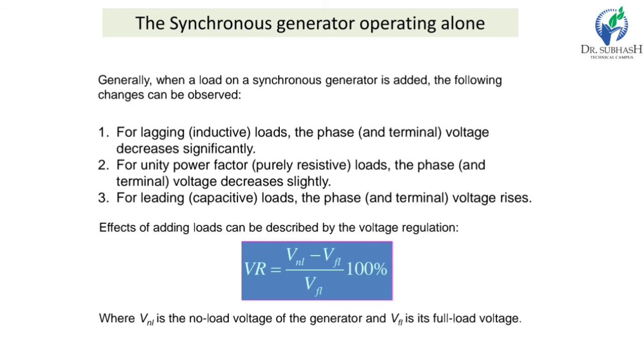Let's assume that an inductive load is connected with the generator, as we have discussed above, and the terminal voltage decreases with the increase of the inductive load. To again maintain the voltage at its rated value, decrease the field resistance. Decreasing the field resistance will increase the field current, which increases the flux. The flux increment will increase the internal generated voltage EA, which will increase the phase voltage and terminal voltage also.